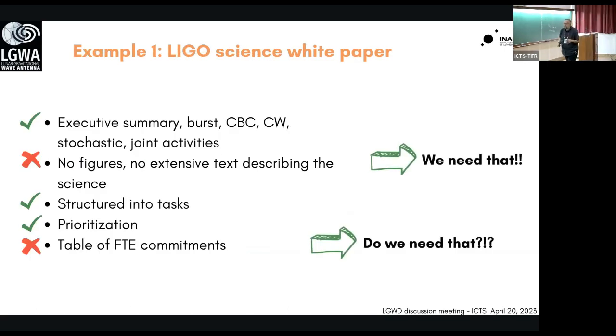We have some past examples of how a white paper related to gravitational wave or lunar science could be written, but there are some things that we need that are present in other papers, and some that we don't. For example, if we take a look at the LIGO Science One paper, you can see the structure here. They have an executive summary with the kind of triggers that can be observed. There was no figure in the LIGO Science white paper because this was done before the initial acquisition of data of LIGO, but they don't need the figure, but we do. We definitely do need figures. It was structured into tasks, and we do need that also, together with the prioritization. They do have a table of full-time equivalent commitment; we do not need this kind of stuff at the moment, so we should leave this away for the moment.